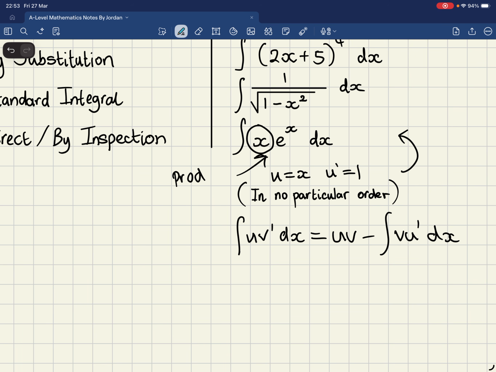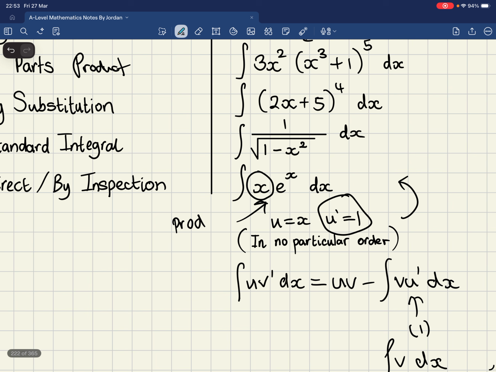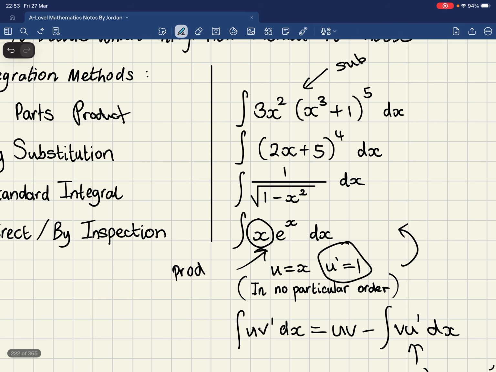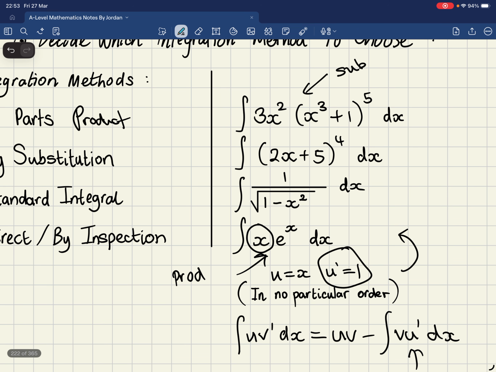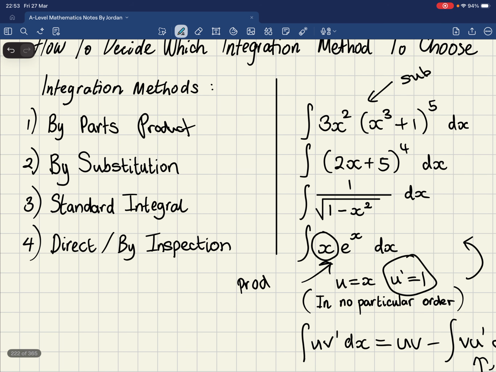So if you think about this, if u dash is 1, that means that would be a 1. And so you're only integrating v. So there's no longer a product within that integral, if that makes sense, okay? So that's why that one's the product rule.